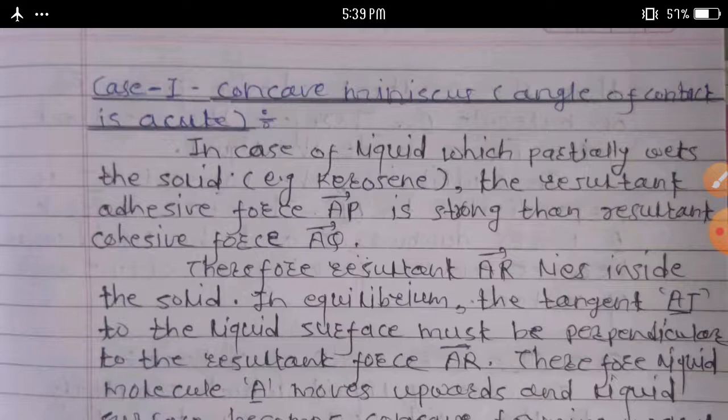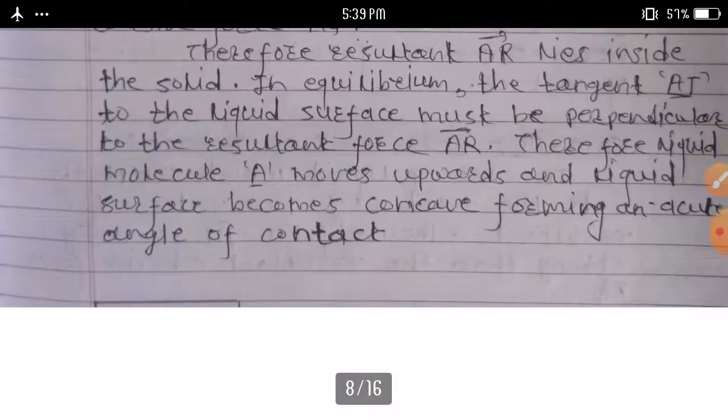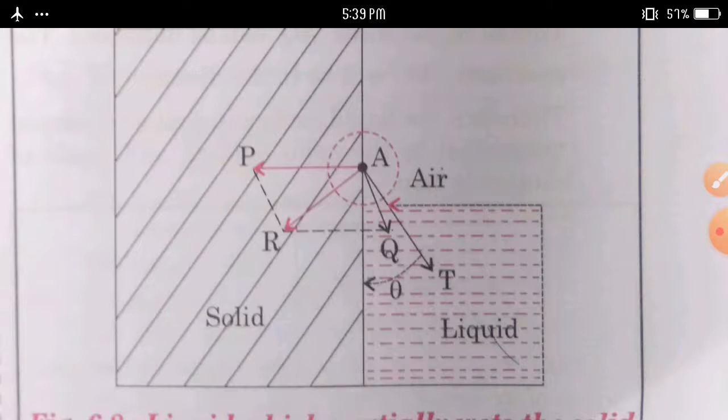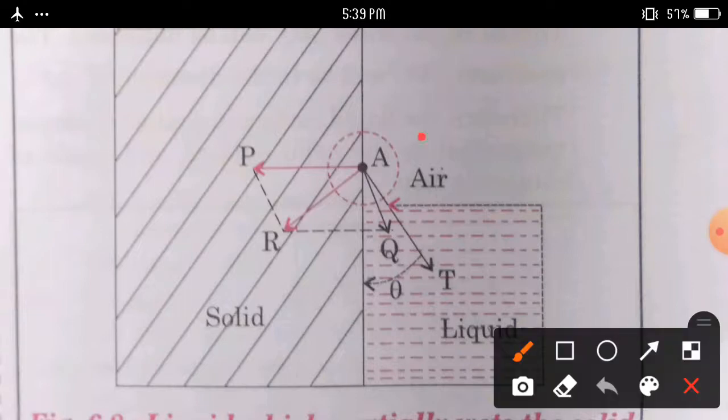Concave meniscus, angle of contact is acute. In this case, we can see in this diagram, in the case of a liquid which partially wets the solid, for example kerosene, the resultant adhesive force AP is stronger than the resultant cohesive force AQ.